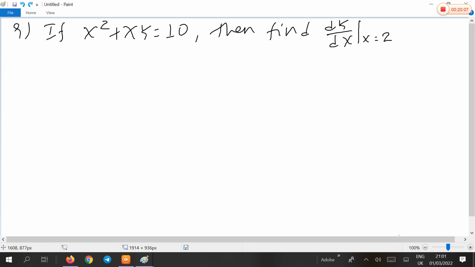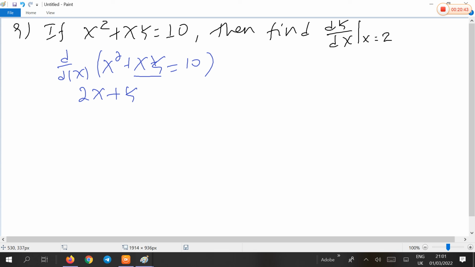If x squared plus xy equals 10, then find dy by dx. So if we find d by dx of x squared plus x times y, which equals 10, then we will differentiate x first, assuming that x is differentiable with respect to y and y is differentiable with respect to x. So if you differentiate x, it will be 2x plus the derivative of x times y. The derivative of x is 1, 1 times y is y, which is equal to the derivative of 10, which is 0.